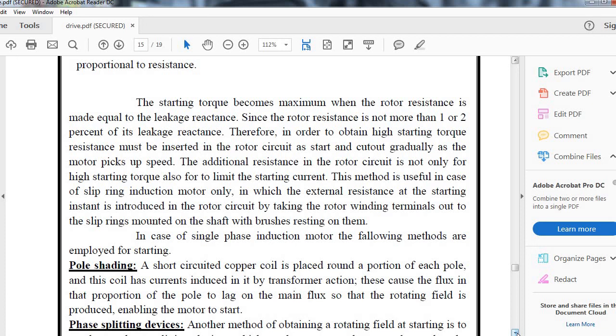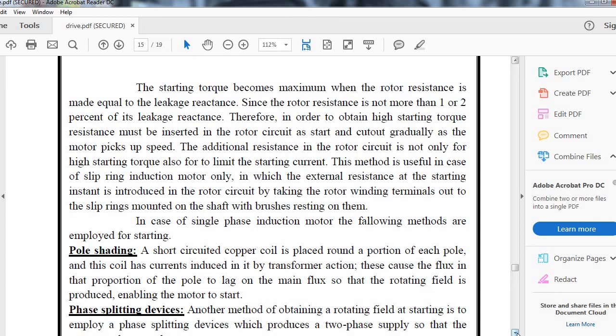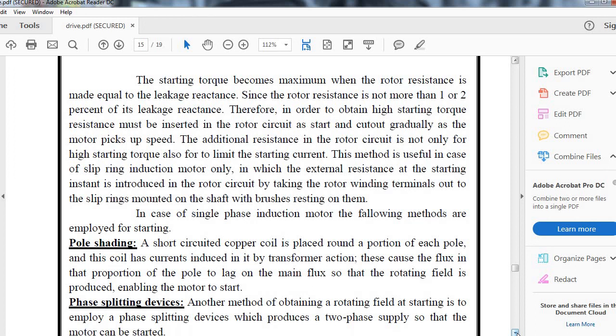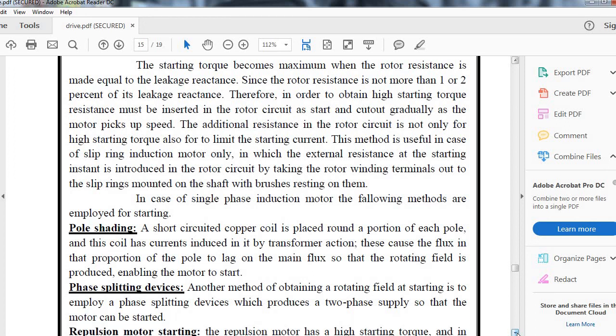Phase splitting devices are also used, in which the rotating field at starting is produced by employing a phase splitting device which produces a 2-phase supply so that the motor can be started.